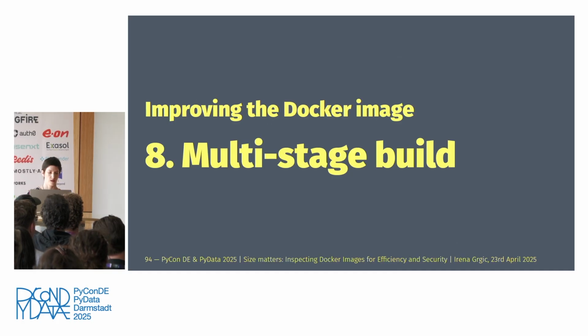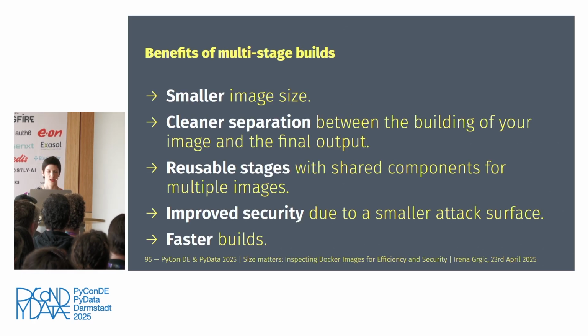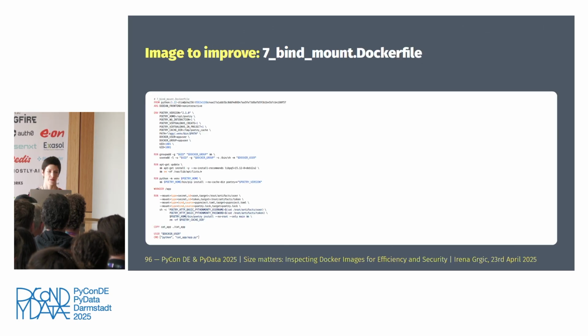And this is our last section of improving the Docker image for today. Super cool one, also one of my favorites: multi-stage builds. So why are multi-stage builds cool? Well, they produce smaller images. They offer a cleaner separation of your build stages and your final output. They can create reusable stages that you can use across multiple images. They also offer improved security because of a smaller attack surface, and the builds are really, really fast.